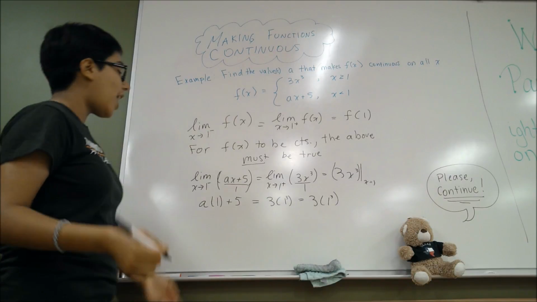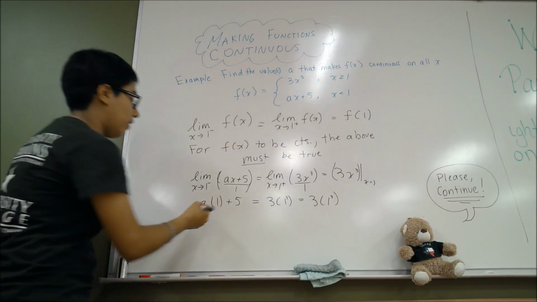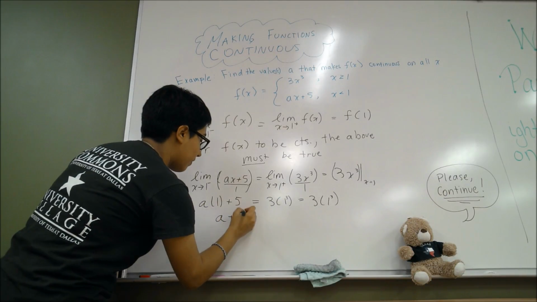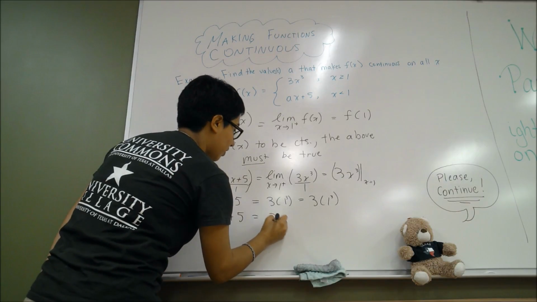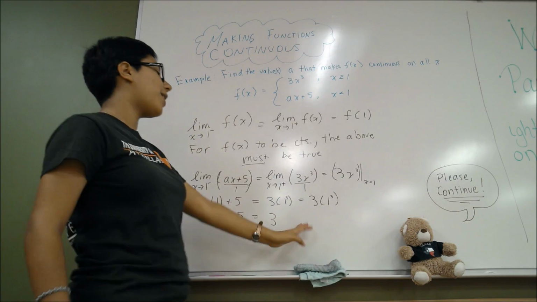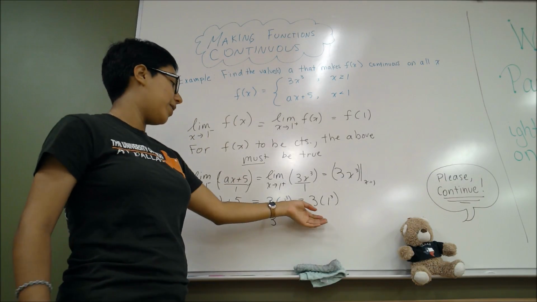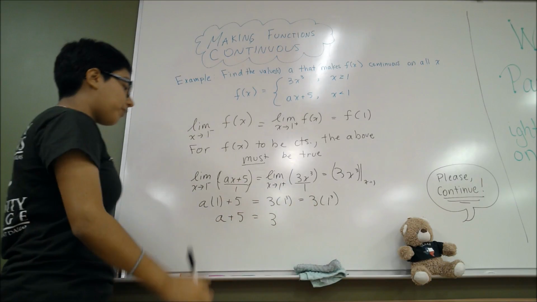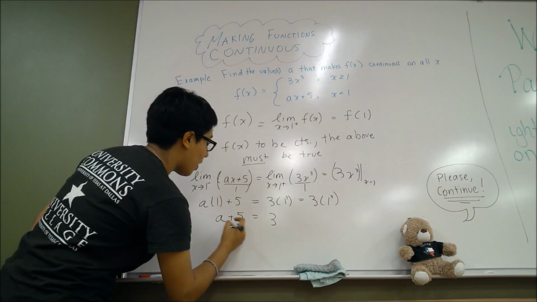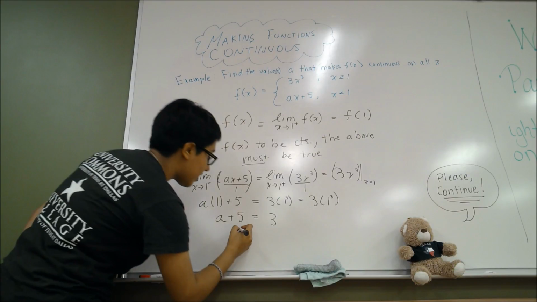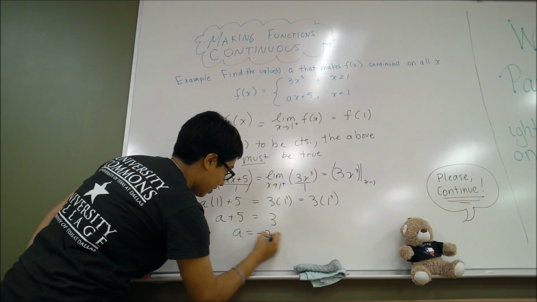Alright. Now, from this point, we just solve. So we have a plus 5 equals 3. And I'm not going to write equals 3 again, because that is a clear statement. So from here, we subtract 5 from both sides, and we find that a equals 2.